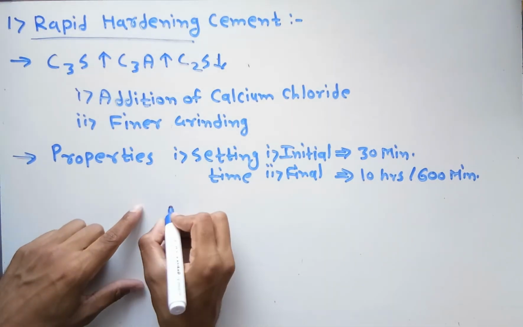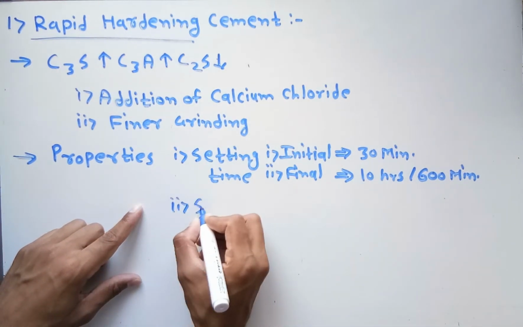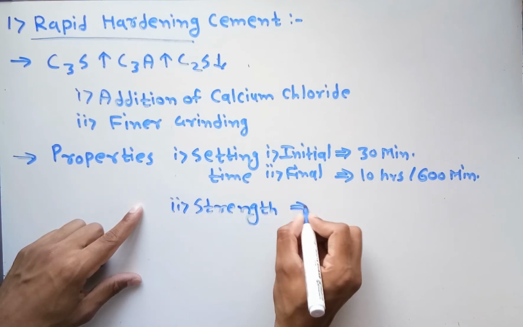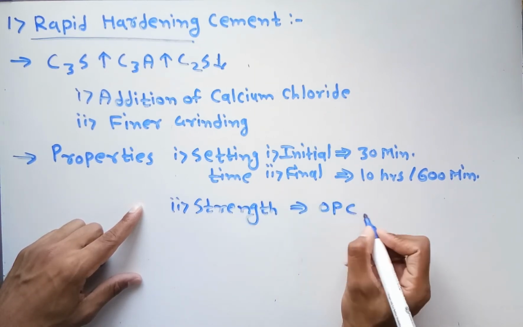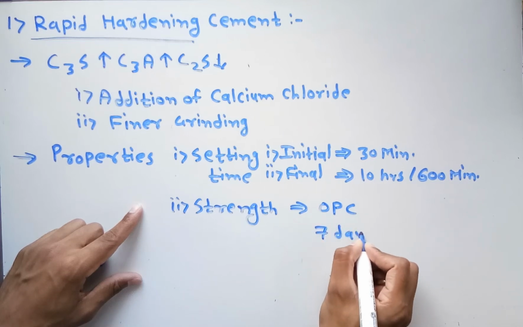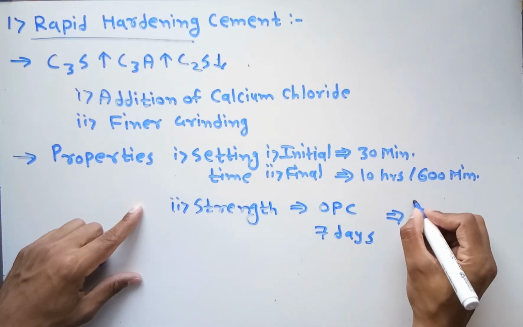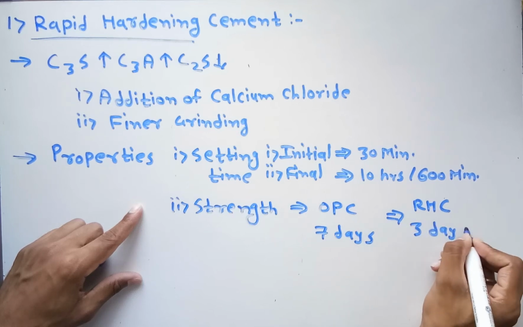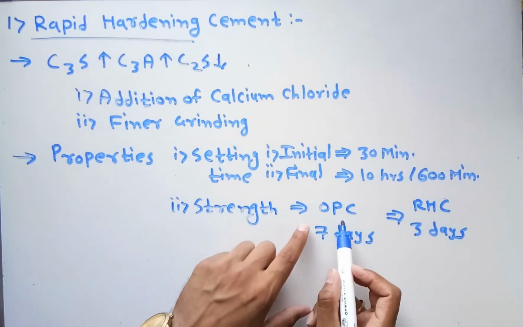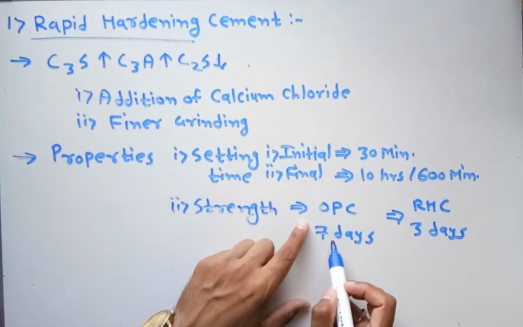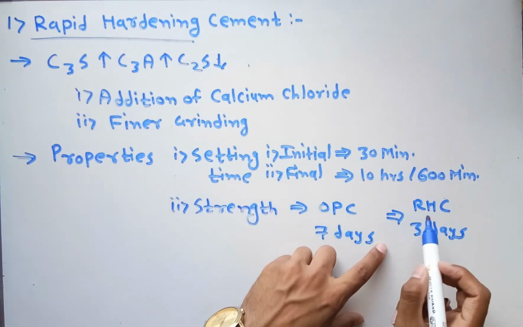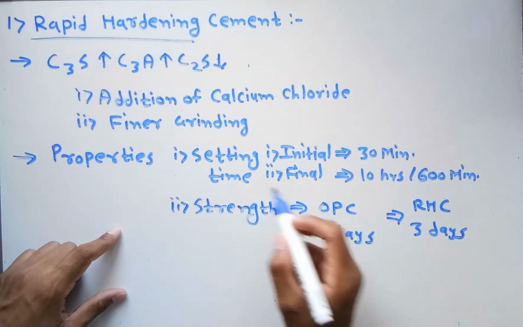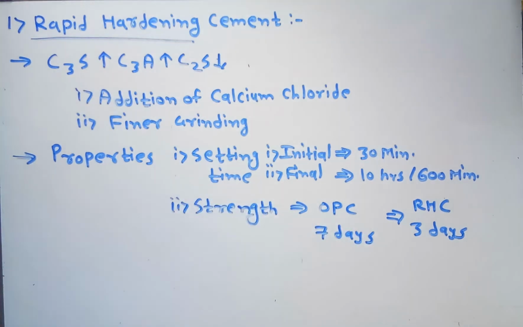Then we will see the strength factor. Whatever strength OPC gives you in 7 days is obtained in the rapid hardening cement in only 3 days. So whatever strength is obtained by using OPC in 7 days is achieved in rapid hardening cement only in 3 days. So this is the main advantage of using rapid hardening cement.